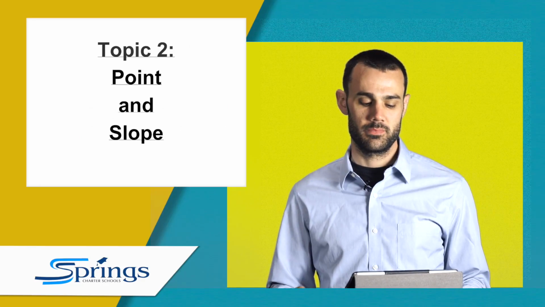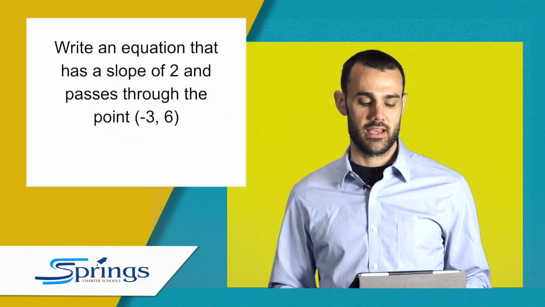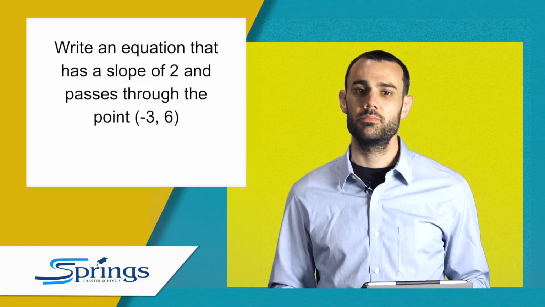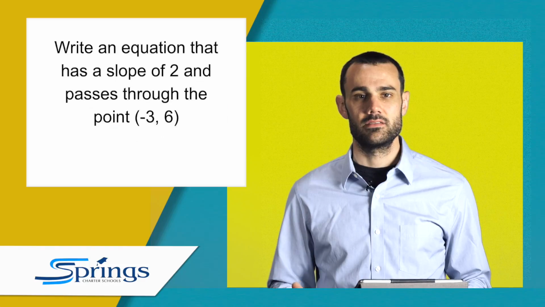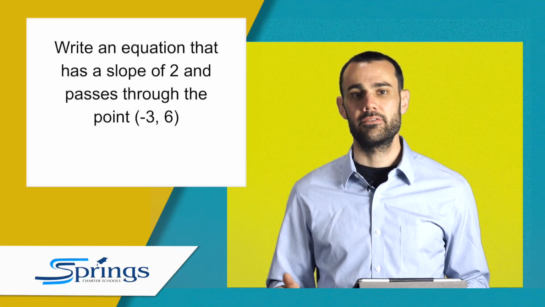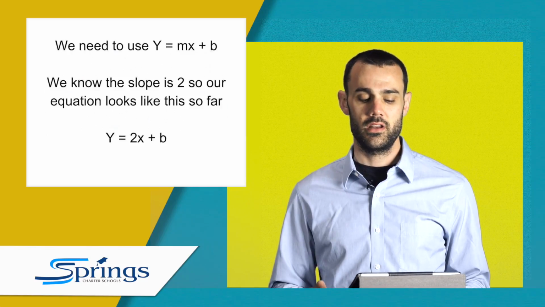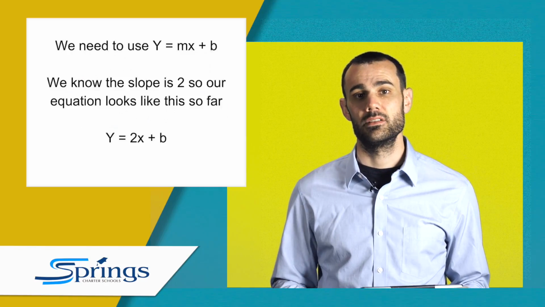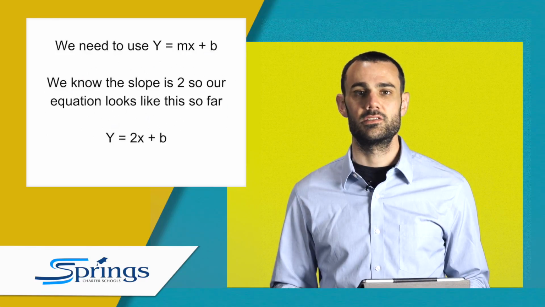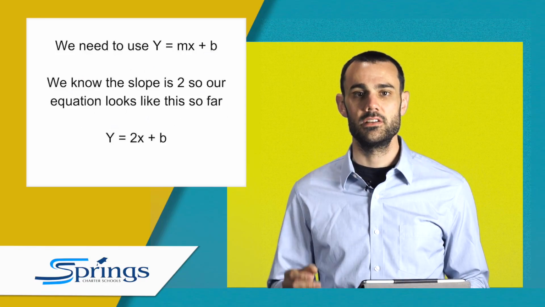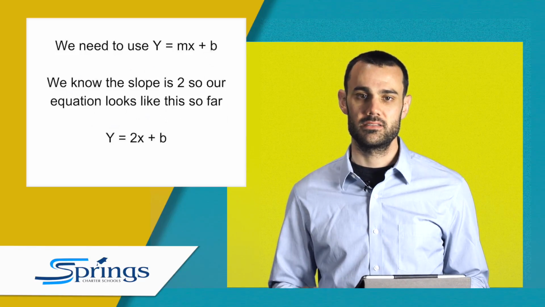Topic 2, point and slope. So we're going to try and write an equation that has a slope of 2 and passes through the point -3, 6. Well, this is a very nice thing they gave us. They already gave us the slope, which is about half of the work we had to do. So let's get started. We're going to need to use, again, the y equals mx plus b formula. We know our slope is 2, and the equation looks like this so far when you insert the number 2 into the proper place where the slope goes: y equals 2x plus b.